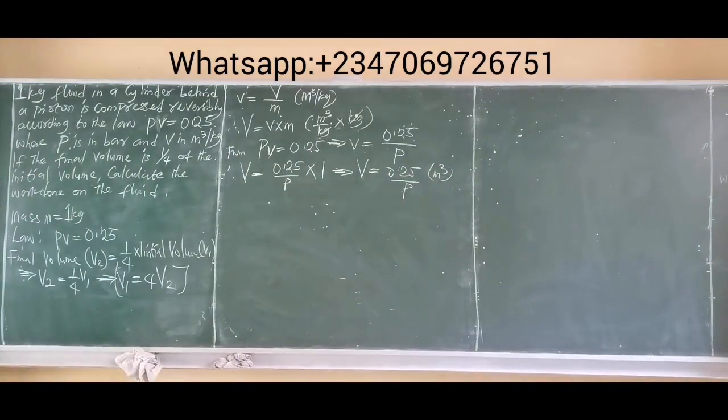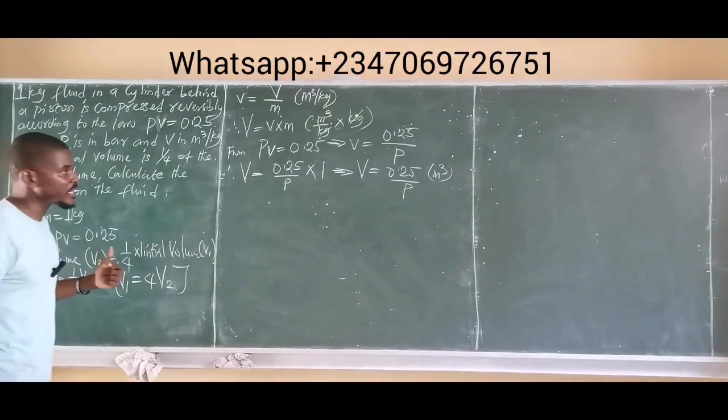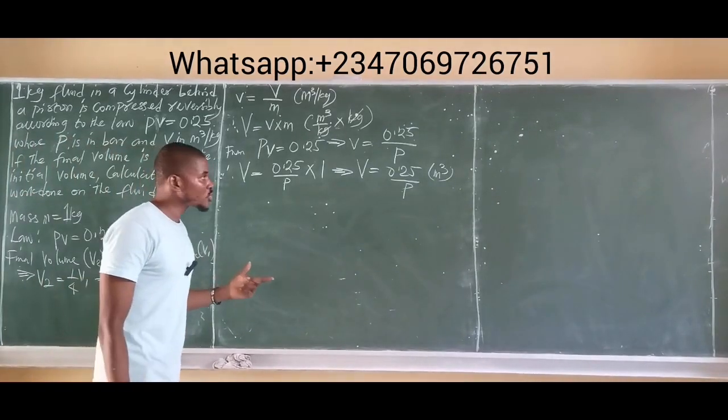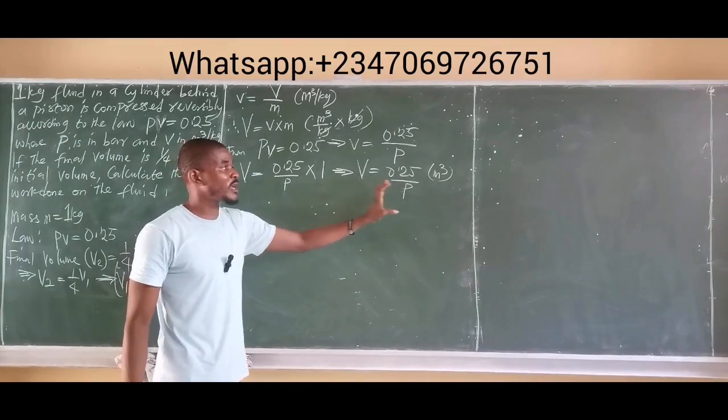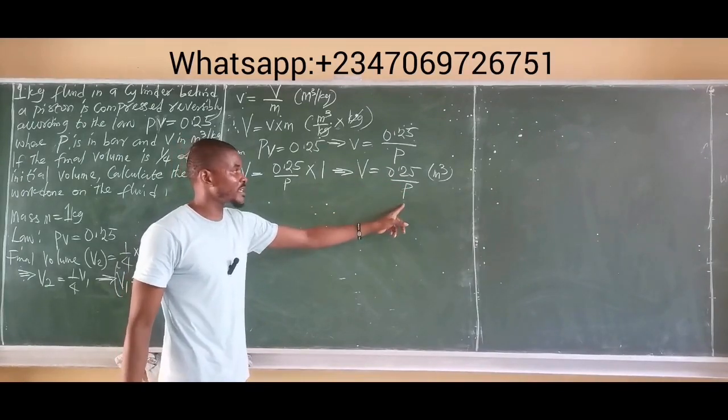Again, it was stated that where P is in bar, so it means the pressure itself is in bar. So you still have to solve for pressure. After solving for total volume, we have to now solve for pressure. So we still cross multiply again.